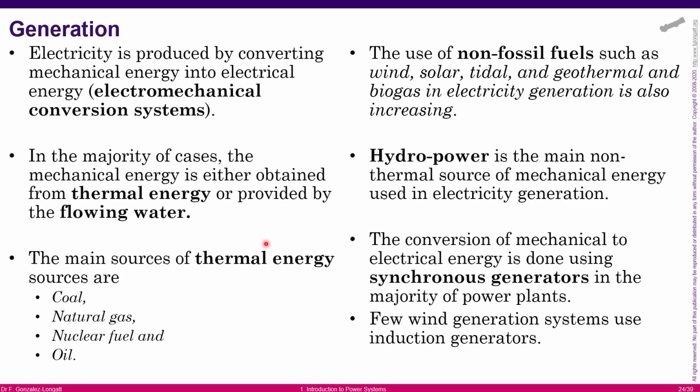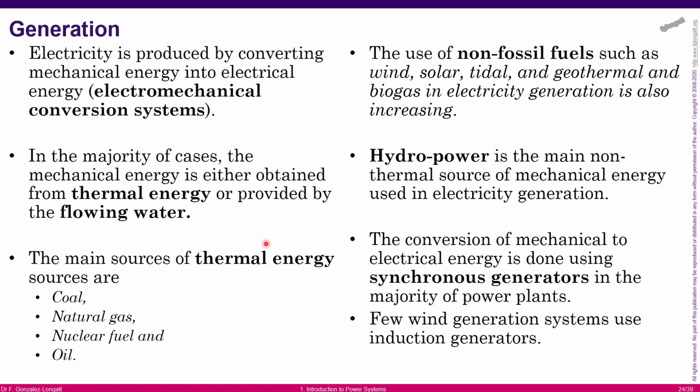We can classify those generation systems using that approach, and we can identify, for instance, generation systems using hydro. There are different types of hydropower plants. However, the typical one uses a dam and produces electricity from the water, the kinetic energy when we release water from those dams.